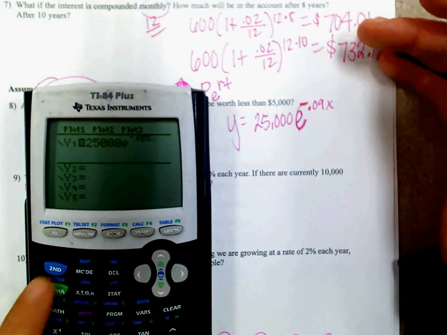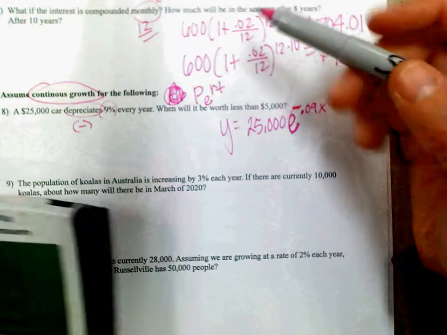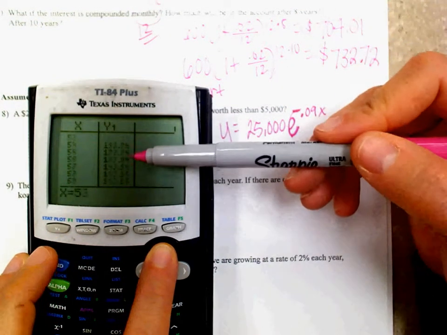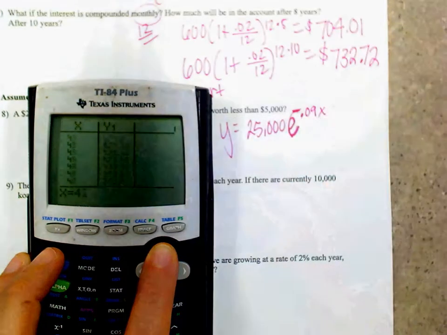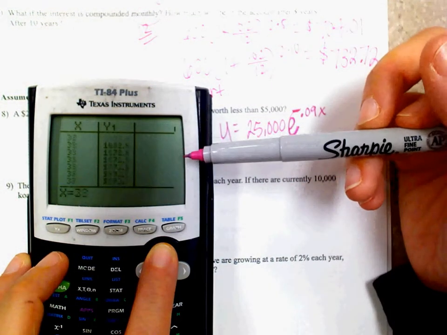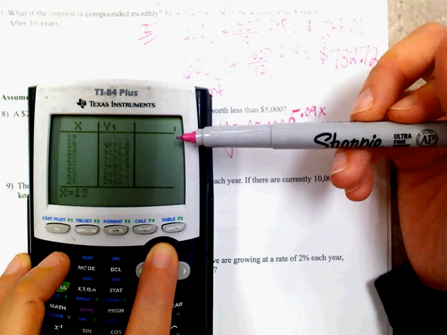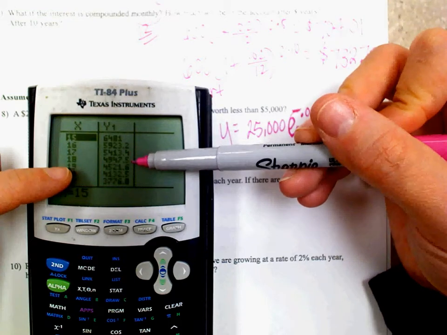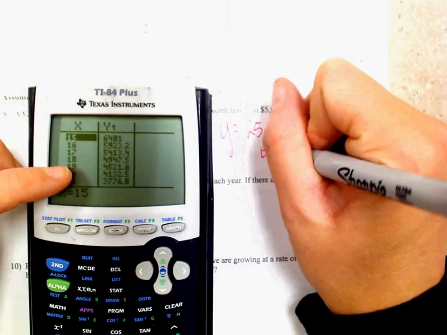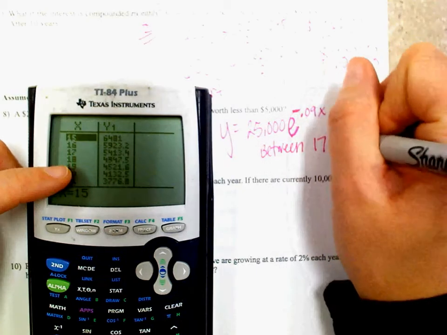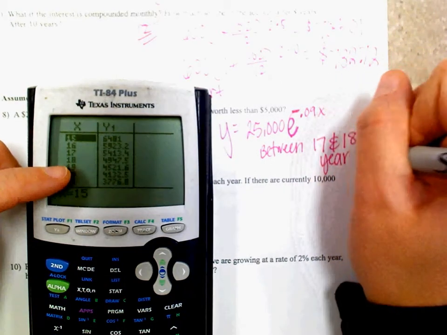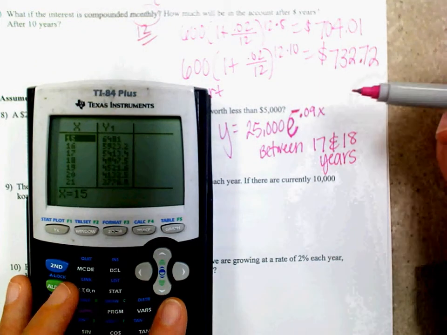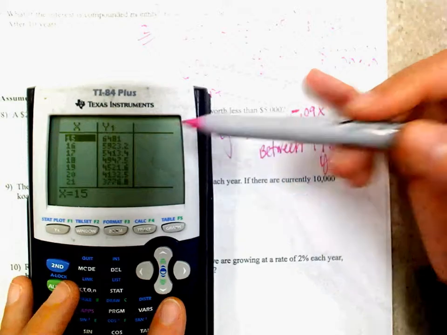And then I'm going to go to my table, and I want to know when is my car worth less than $5,000. Well, I need to scroll way up, because I'm still in the hundreds, 200s right now, so I need to go back to the thousands. And usually it will fall between two intervals. So see here at year 17, I'm 5,400, and then I go to 4,900. So between 17 and 18 years, my car will be worth $5,000, depending on this depreciation rate.